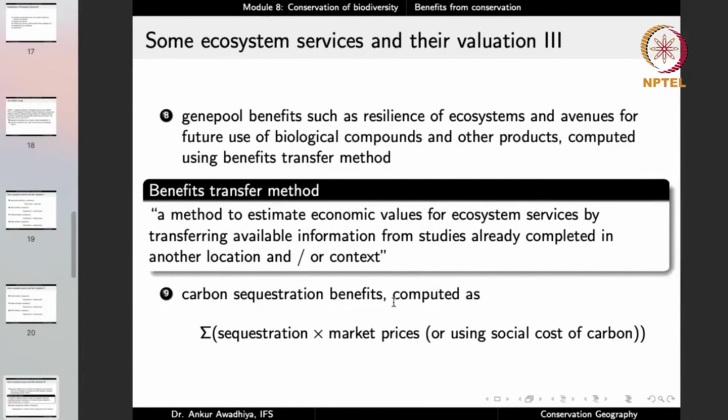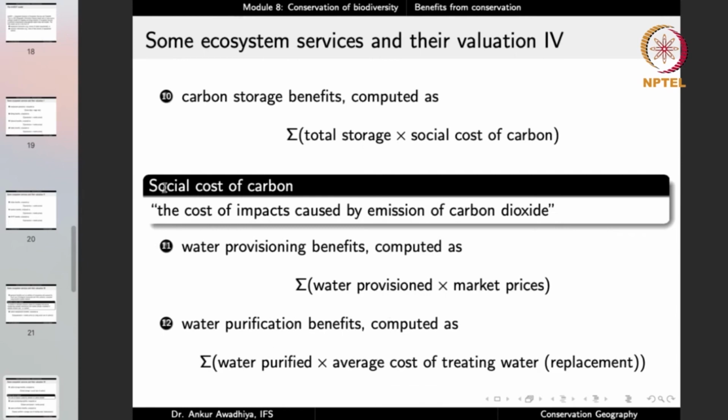Or else we can make use of the social cost of carbon. Social cost of carbon is the cost of impacts that are caused by the emission of carbon dioxide. So if this carbon dioxide were not sequestered, if it were not stored in the forest, then it would have remained in the atmosphere, and that would have exacerbated global warming and climate change. What would have been the negative consequences of that much global warming or climate change is what the social cost of carbon tries to figure out.